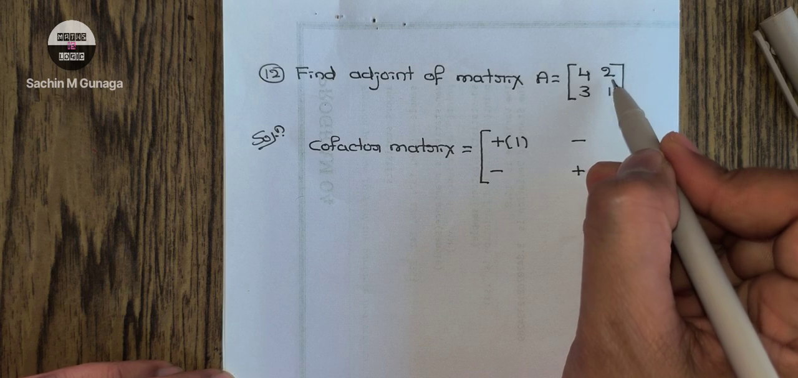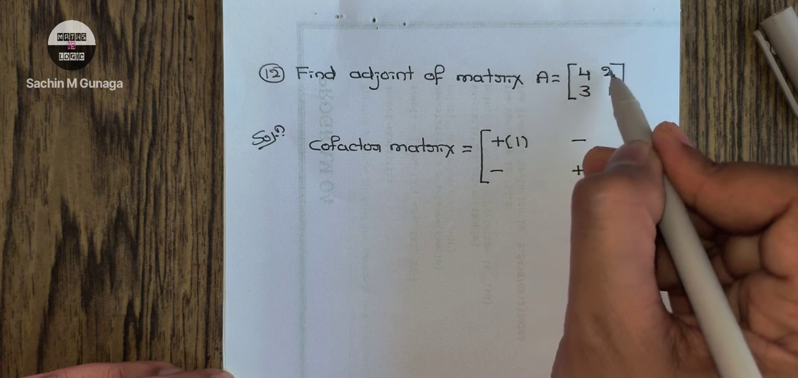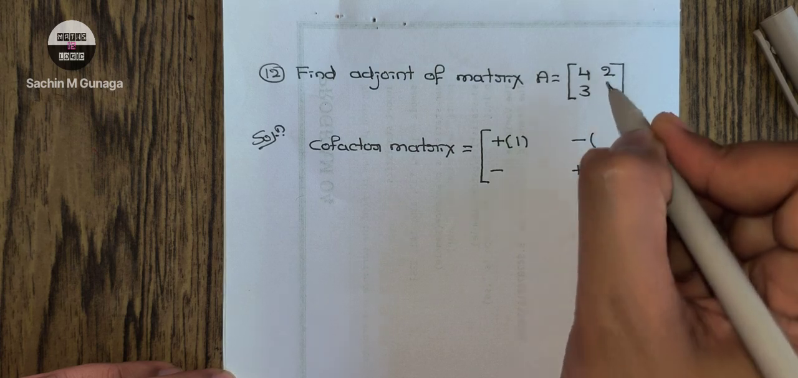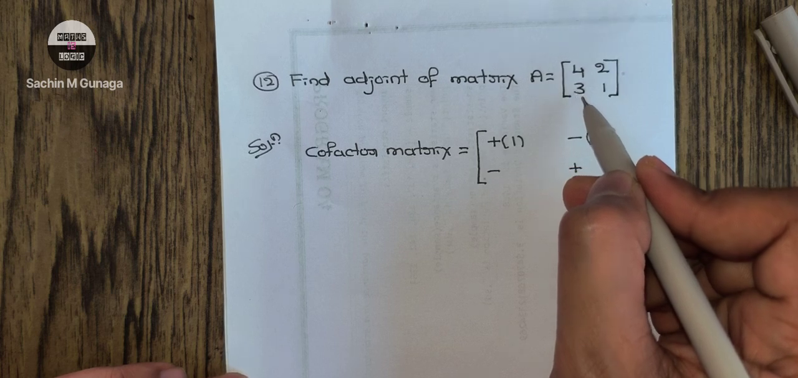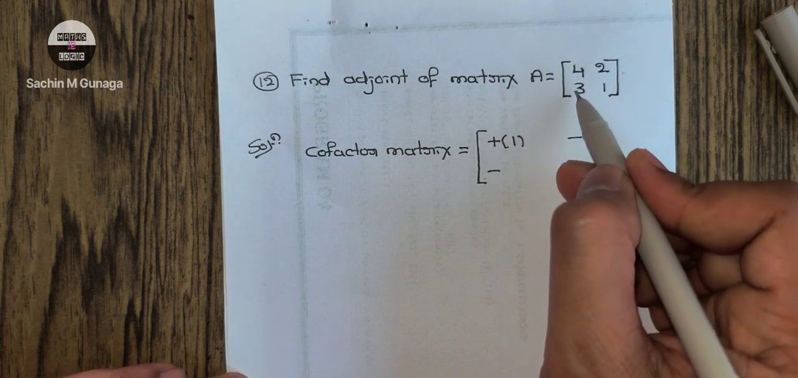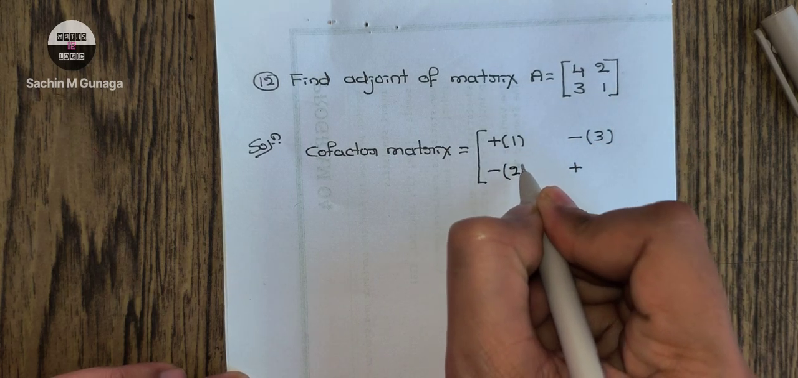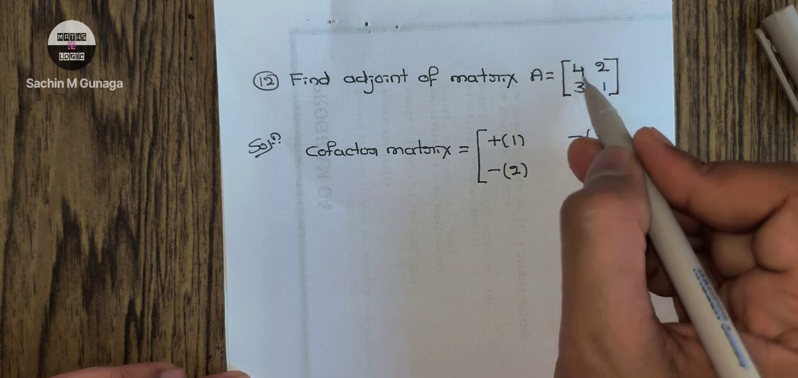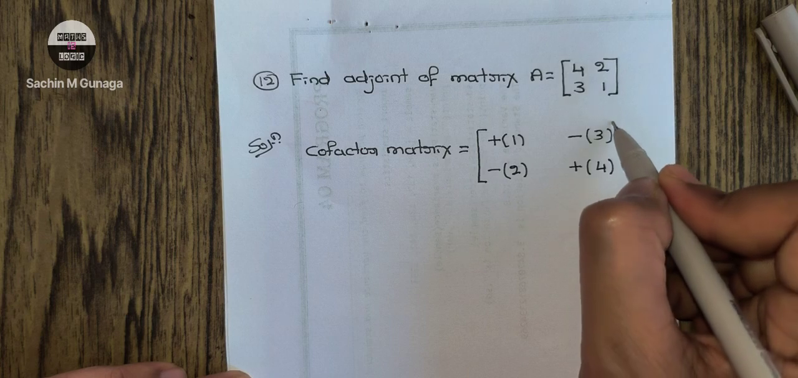Next second element, while taking second element, delete this particular column and this particular row. If I delete these two, what is the remaining element here? 3. This 3 we need to write in second element place. Next third element is 3. Whenever we are taking third element, delete that particular column and row. What is the remaining element? 2. Here we need to write 2. And last fourth element is 1. Whenever we are taking fourth element 1, delete that row and column. What is the remaining element here? 4. So in fourth element place we need to write 4.